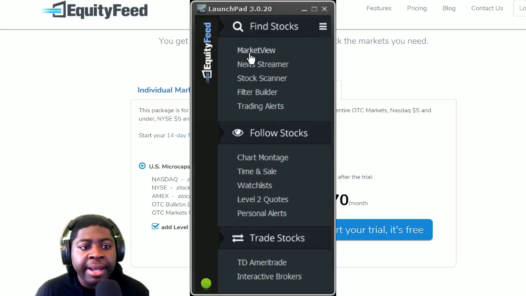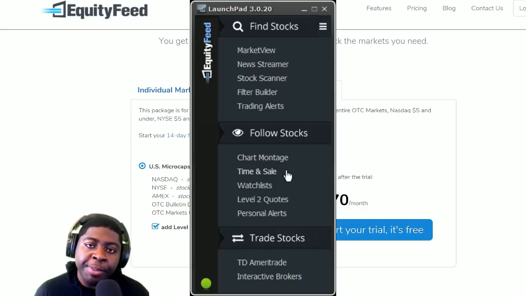So when we look at EquityFeed, we're seeing a market view, news streamer, stock scanner built in, filter builder, which is basically an algorithm trading system built in that you can set for yourself. You can program trading alerts. There's a charting system built in already.